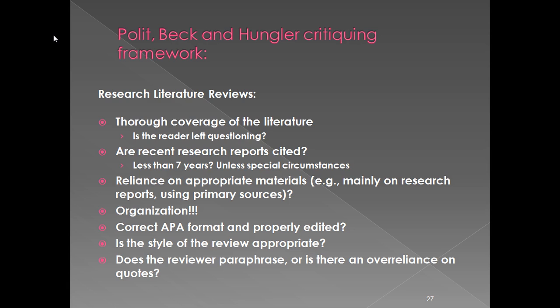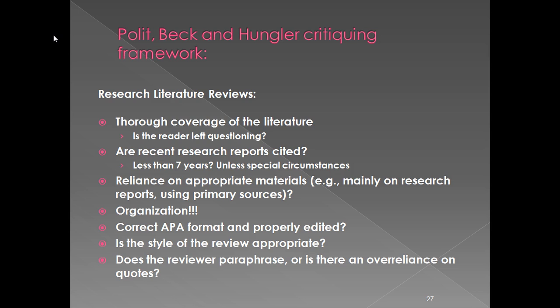In the editing phase of the Lit Review, here are some of the questions that I will be asking myself as I'm reading these. You should probably use this like a rubric, right? Is there thorough coverage of the literature provided? As a reader, am I left questioning about anything?